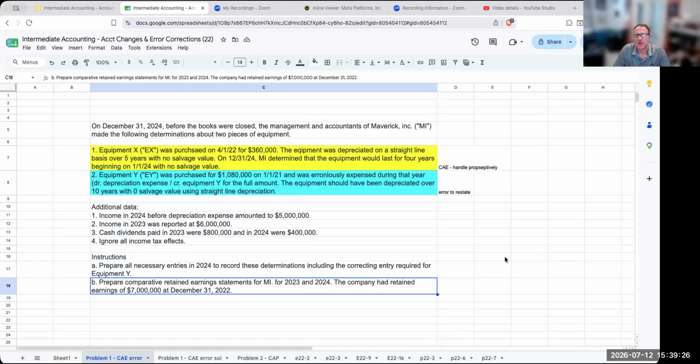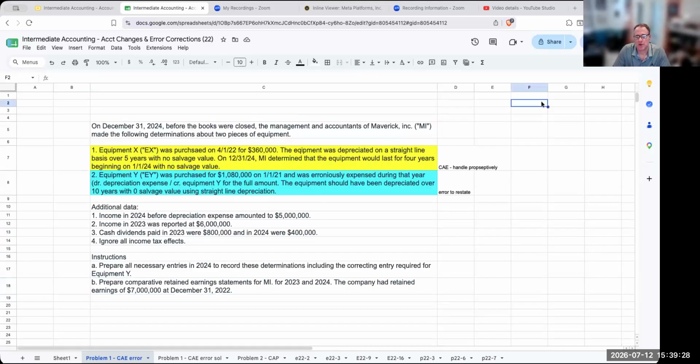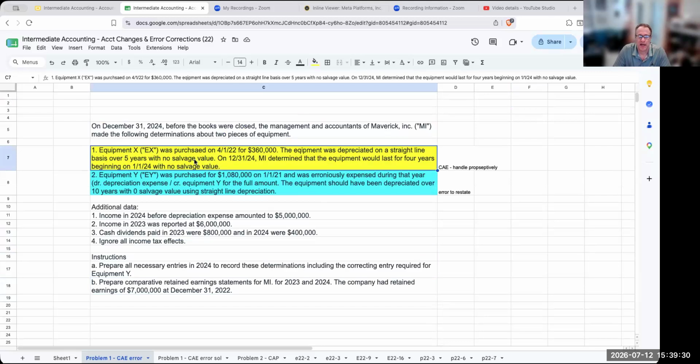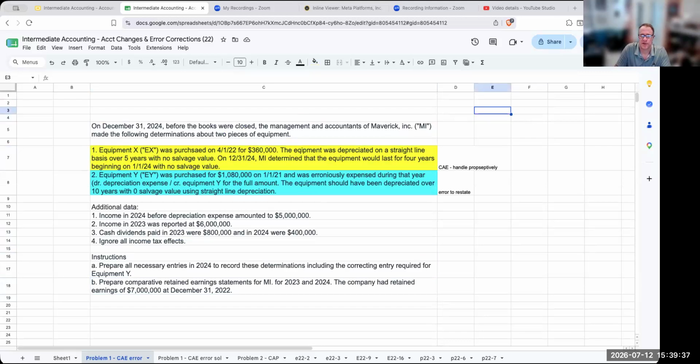Okay. Let's do the easy one first. Let's look at equipment X, which was purchased on April 1st, 2022 for $360,000. The equipment was depreciated on a straight line basis over 5 years with no salvage value. The formula for straight line depreciation expense is acquisition cost minus salvage value, divided by estimated useful life.